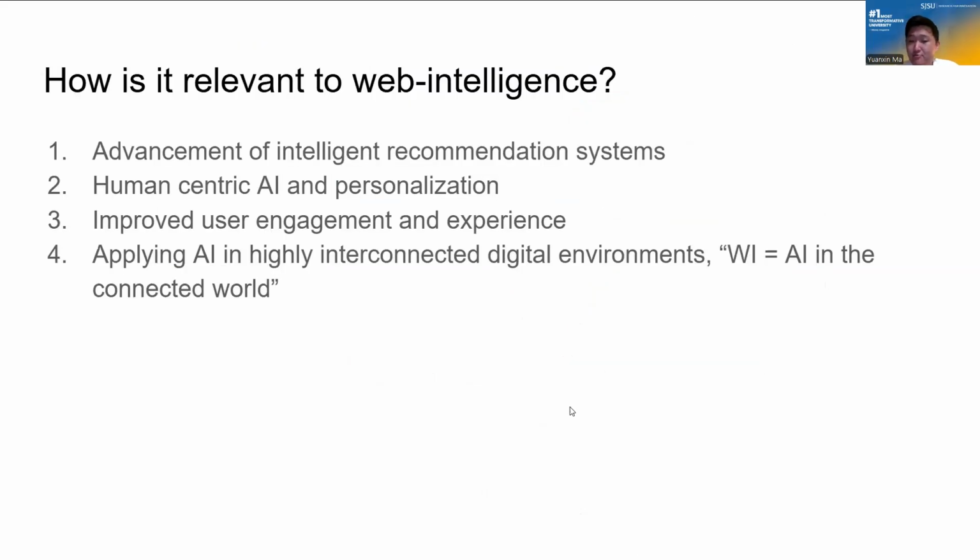So how is this relevant to web intelligence? Firstly, this paper contributes to the advancement of intelligent recommendation systems. Our paper leverages large language models, which is artificial intelligence, for a better recommendation system. Secondly, it uses human-centric artificial intelligence and personalization. We hope to create a more user-friendly recommendation system, which results in an improved user engagement experience when users get what they actually want from the recommender system. And lastly, applying artificial intelligence in highly interconnected digital environments.